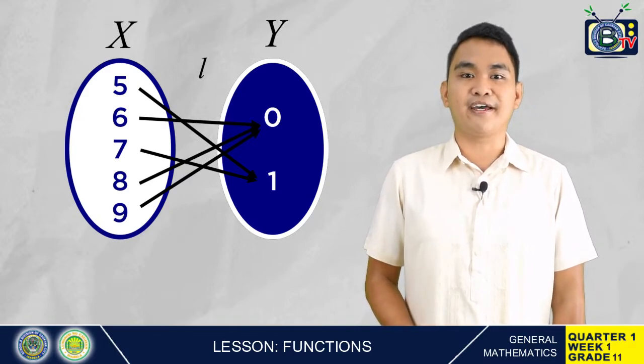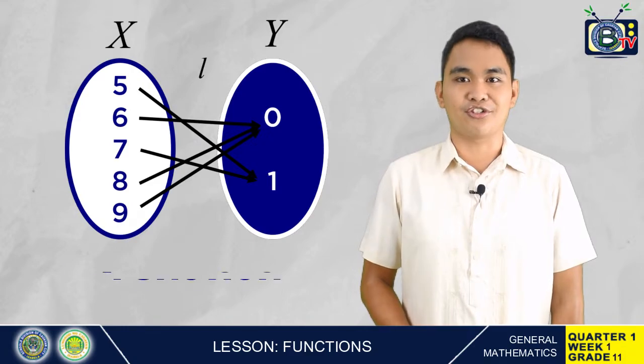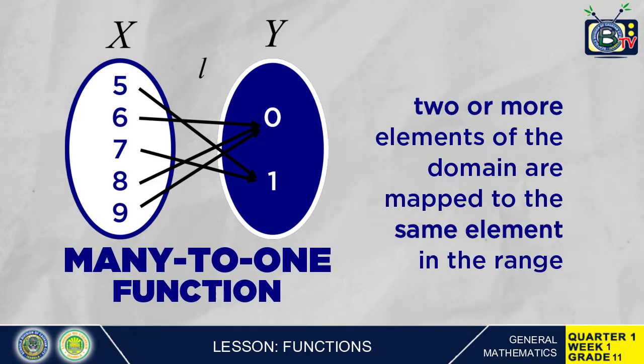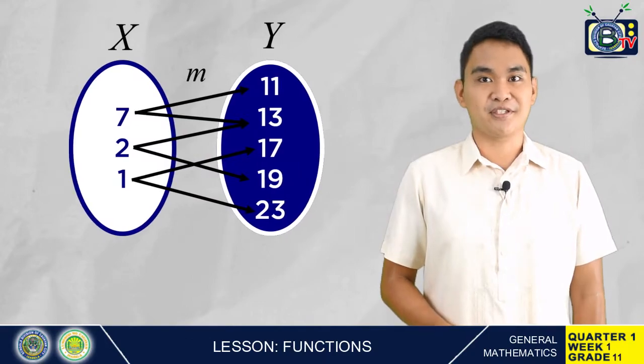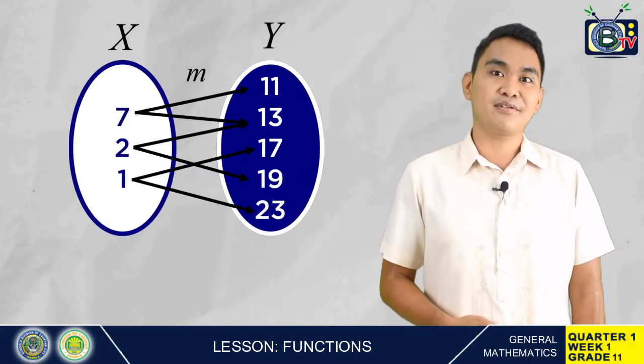For our second diagram, 5 is mapped to 1, 6 is mapped to 0, 7 is mapped to 1, 8 is mapped to 0, and 9 is mapped to 0. This is classified as a many-to-one function, in which two or more elements of the domain are mapped to the same element in the range.